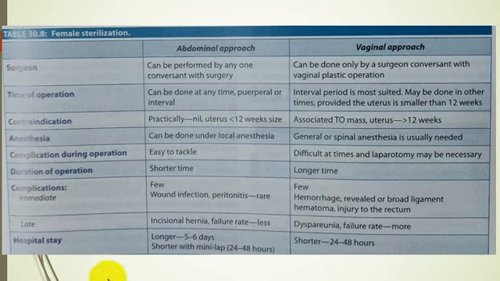Then the late complications: incisional hernia, and failure rate, which is less. In the vaginal approach, because we are going through the vagina, dyspareunia can be there, and failure rate is more. Hospital stay is longer in the abdominal approach, which is 5 to 6 days, and shorter in the vaginal approach. And in the mini-lap approach, the post-operative stay is shorter than with laparotomy.